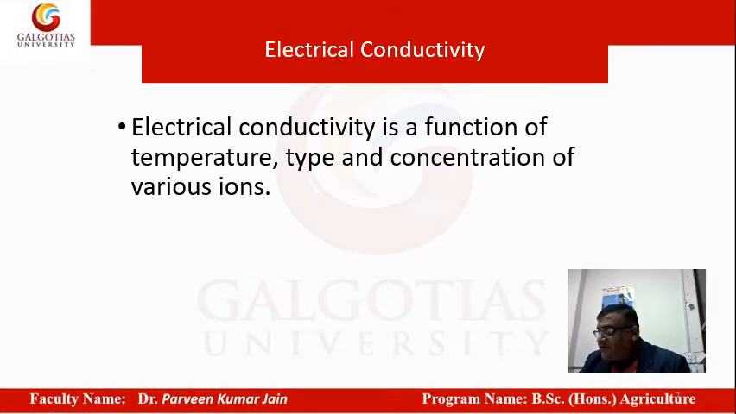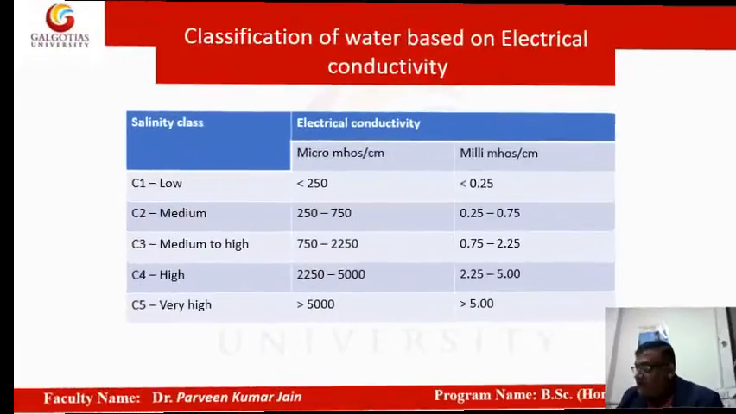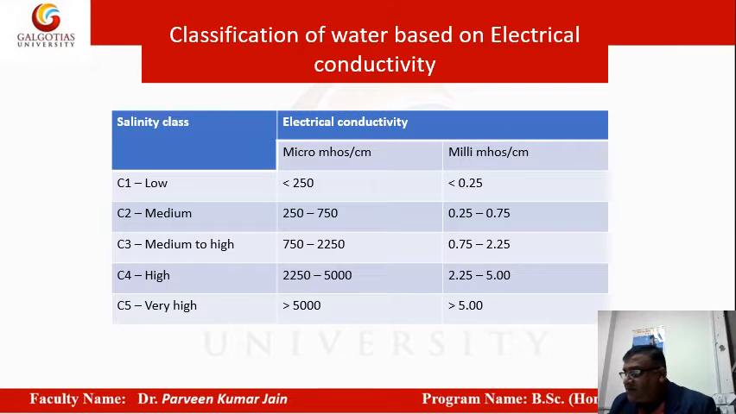It is a function of temperature and the concentration of various ions. So this is classified as C1, C2, C3, C4, and C5. C1 is low, that is below 250, measured in micromoles, and then high is more than 5,000.